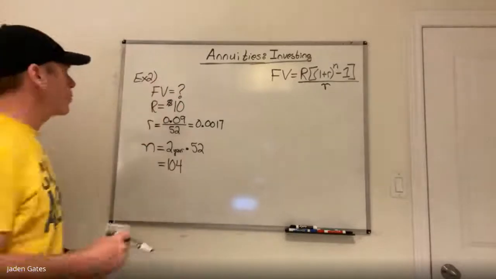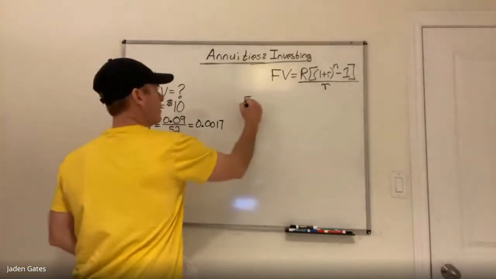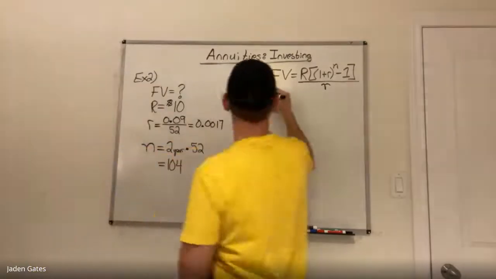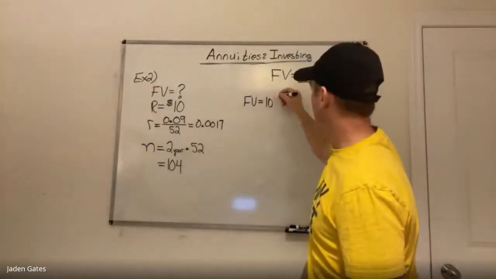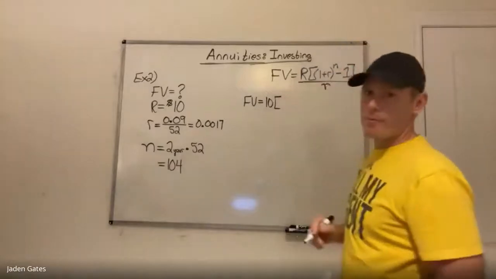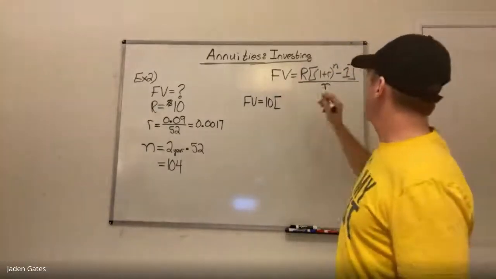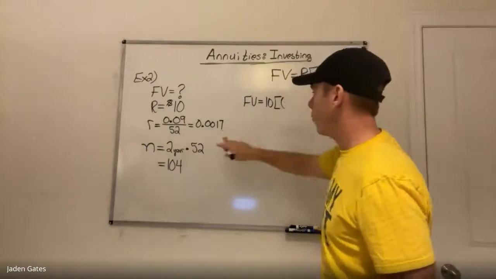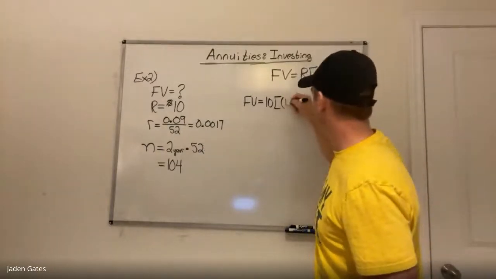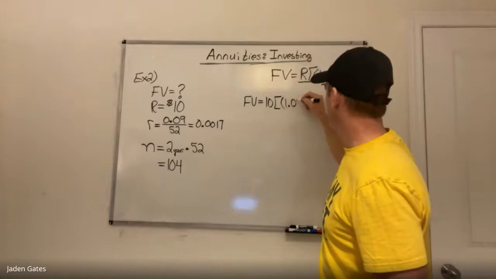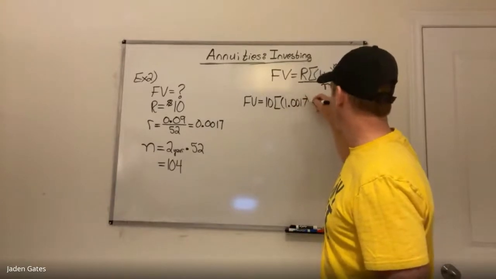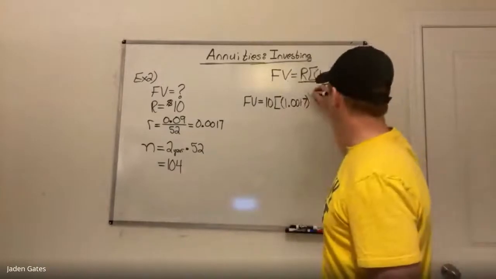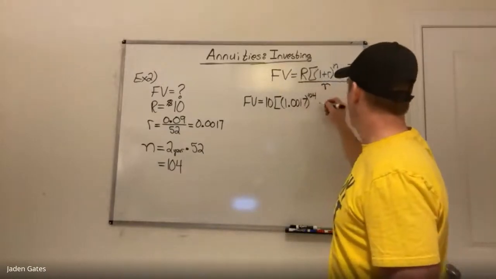So now I'm going to substitute in. So there's my future value. Regular payment here is 10, so put that in there. Little square brackets because I have brackets within brackets. 1 plus r, that's in brackets. So I got 1 plus this thing, well, then that means I got 1.0017. My exponent is n, which is 104. And of course, the minus 1.